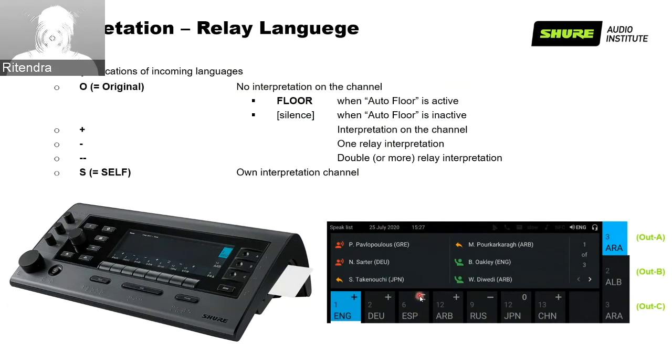And double minus is double relay interpretation. So definitely we don't recommend any interpreter to listen to this language, because that's going to have huge latency. Hope relay language clarifies everything. Yeah, but that's the system capability.